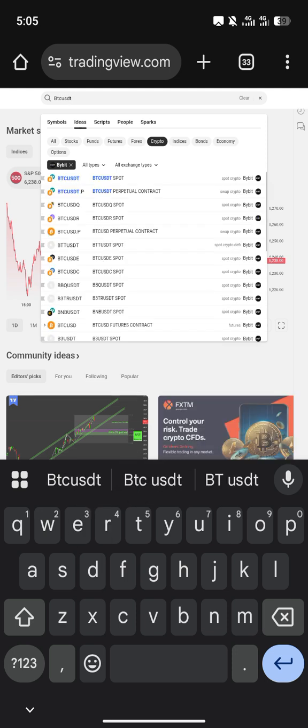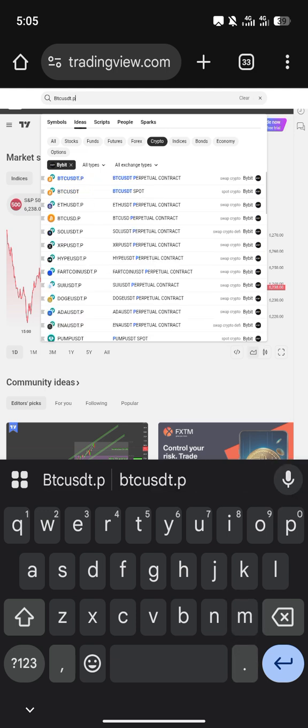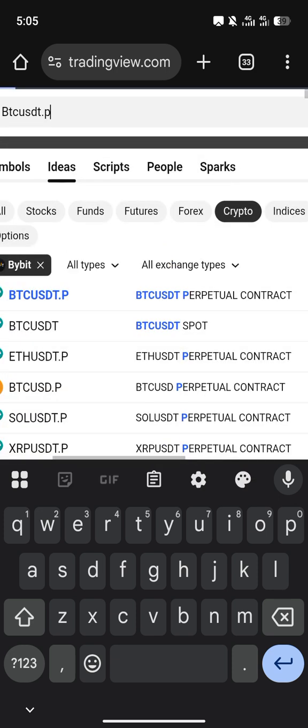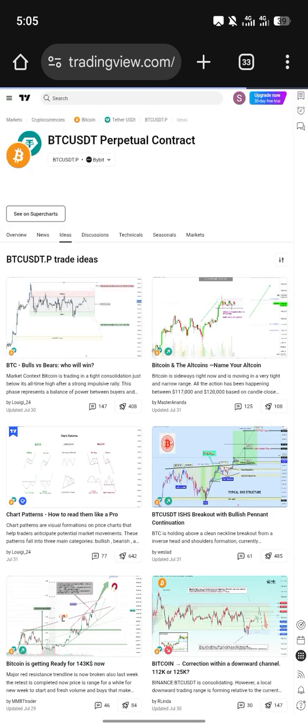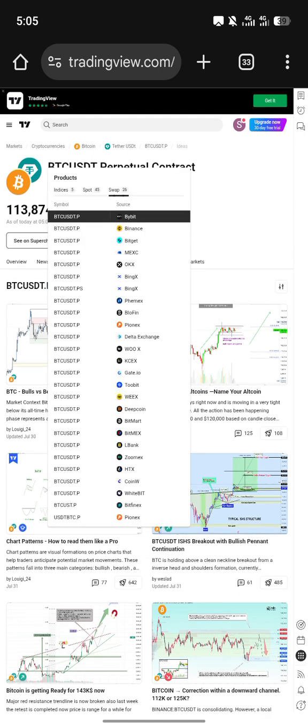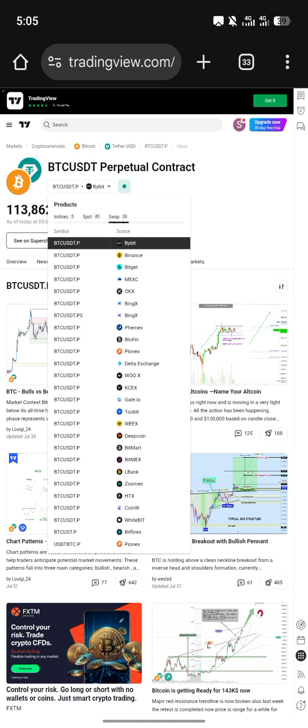If I want to analyze just on spot, I'll click on spot. But if I want to analyze on futures, I'll click on .P. You see, .P. So this is it. You see that now? So I can come here to pick, depending on what I'm using.